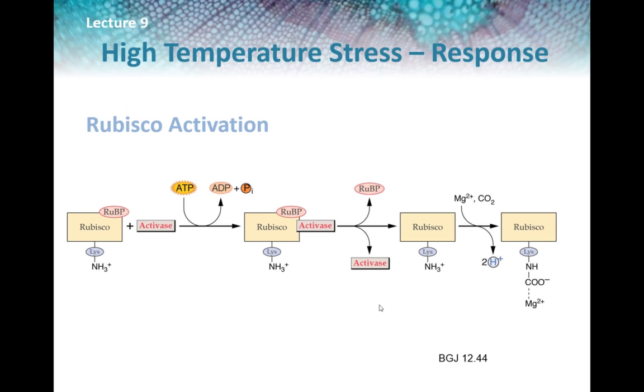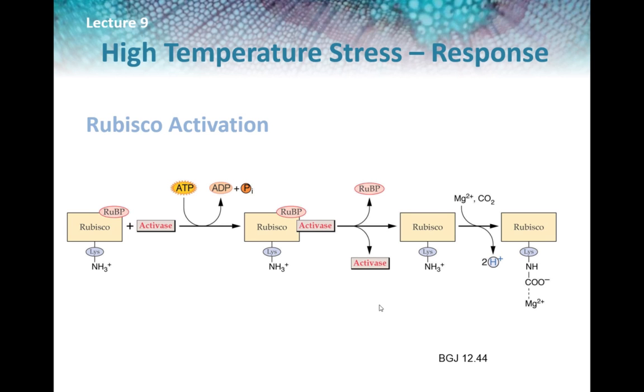Since chloroplasts contain both carbohydrate synthesizing and degrading enzymes, steps must be taken to prevent futile cycles. This is achieved in part by having synthesis on and degradation off during light periods. To control synthesis, Rubisco has active and inactive states.